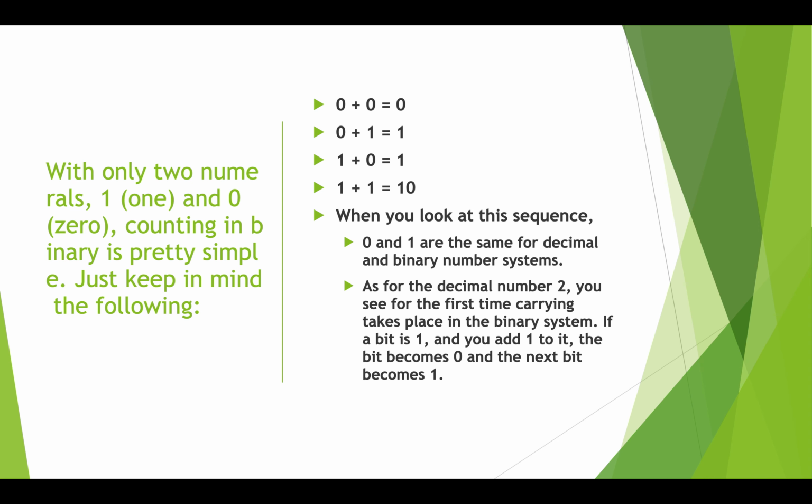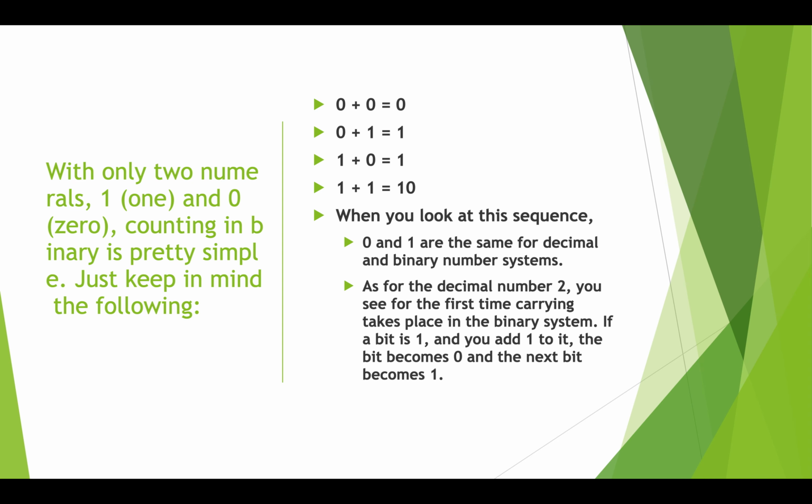With only two numbers, 1 and 0, counting in binary is pretty simple. Just keep in mind the following: 0 plus 0 equals 0. 0 plus 1 equals 1. 1 plus 0 equals 1. 1 plus 1 equals 10.